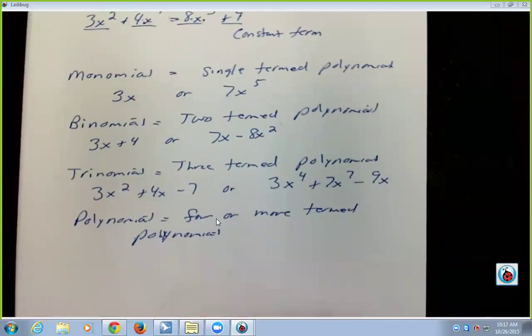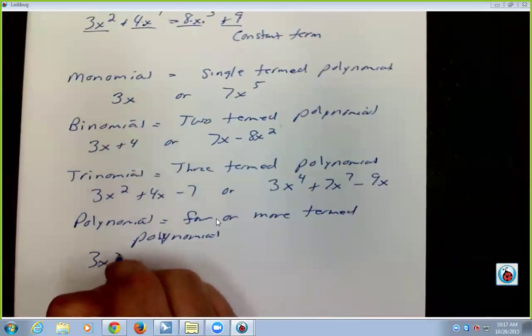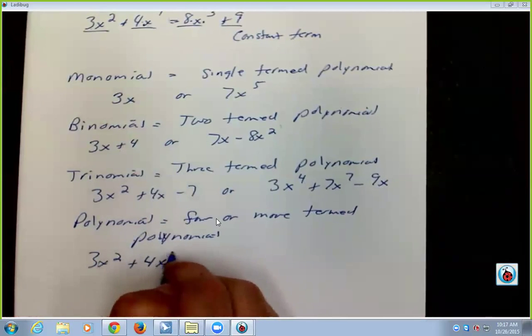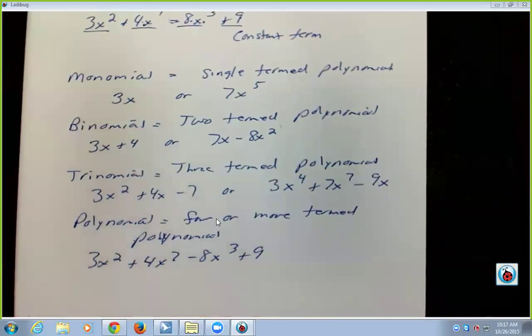So we're going to have more than that. So this one that I had at the very top, the 3x squared plus 4x to the 7th minus 8x to the 3rd plus 9 is considered a polynomial because it has multiple terms in it.